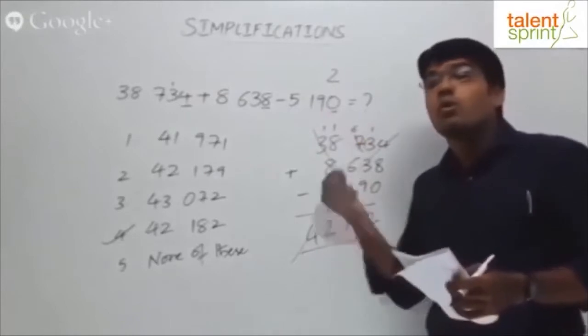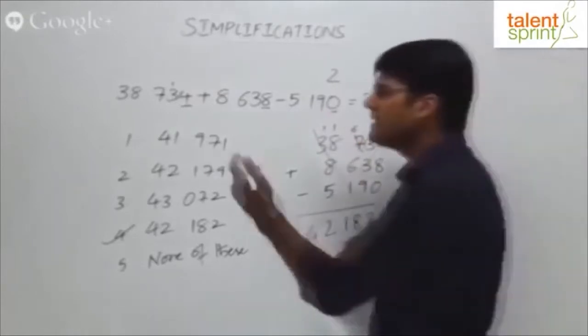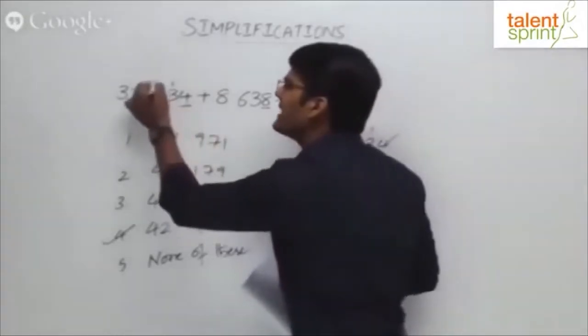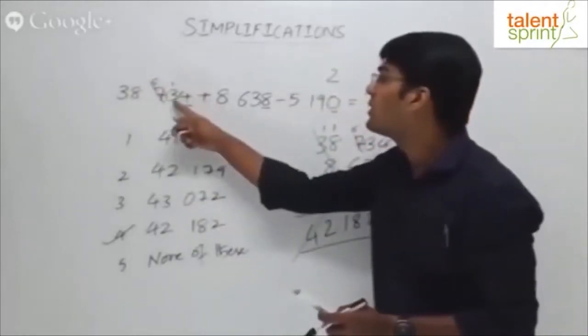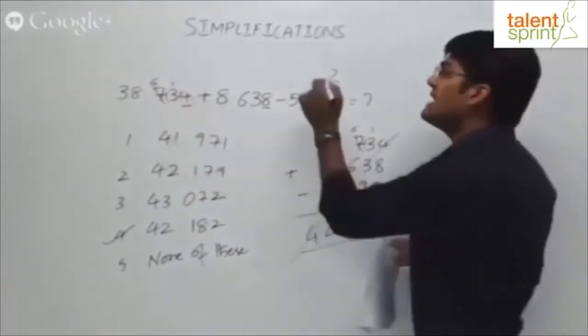So what do we do? Borrow 1 from the next place. So in this number, let's say this is 6 and this becomes 13. Now 1 plus 13 is 14. 14 plus 3, 17. 17 minus 9 is 8. We get 8 in the next place.